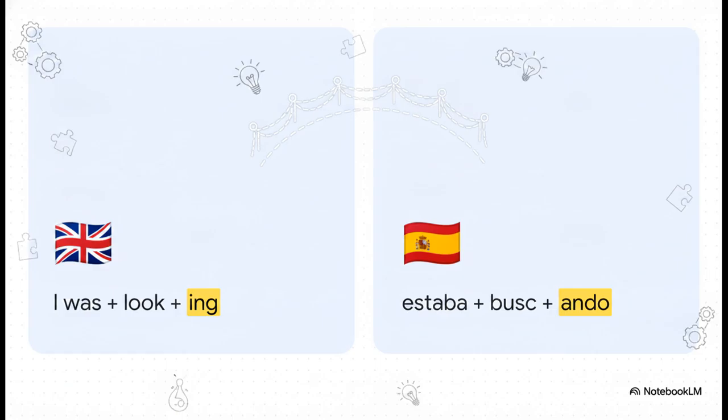Well, in Spanish, the concept is mirrored perfectly. We take our foundation, estaba, and we take our action verb, buscar, which means to look for. Then we literally just drop the ending and slap on our Spanish ing equivalent, which is ando. Estaba buscando. Oh, and for verbs ending in er or ir, we just use iendo. Honestly, this simple little formula is incredibly powerful.